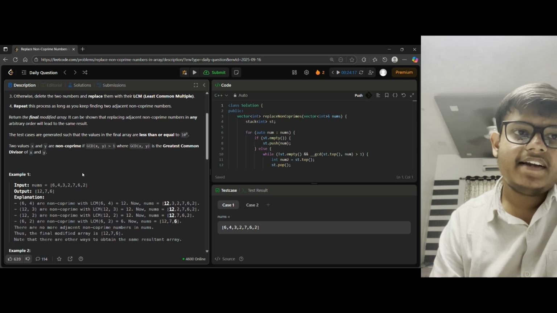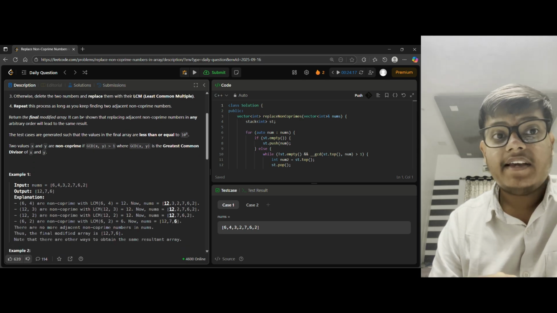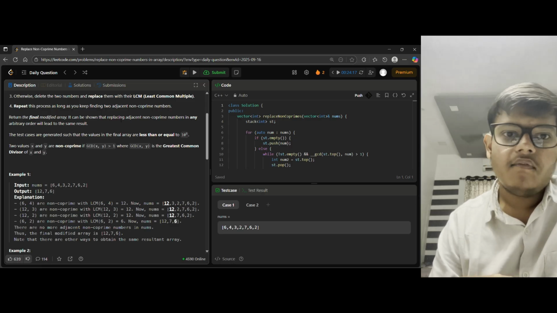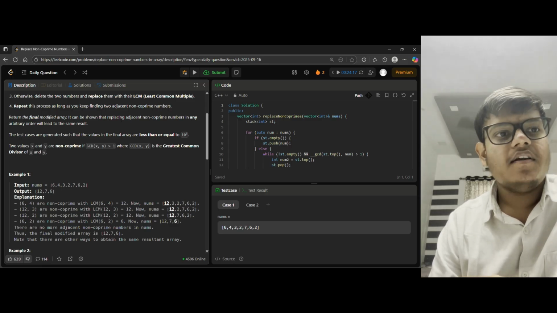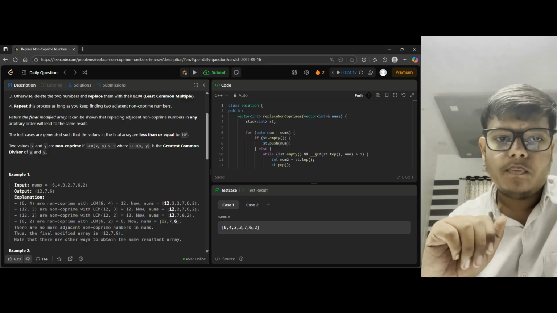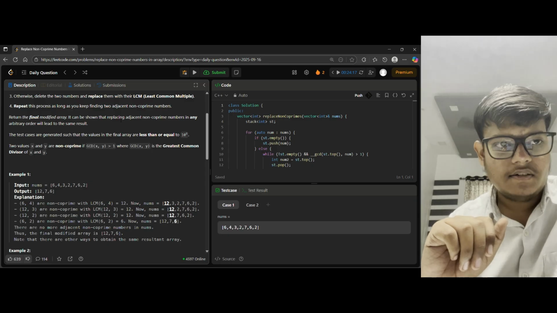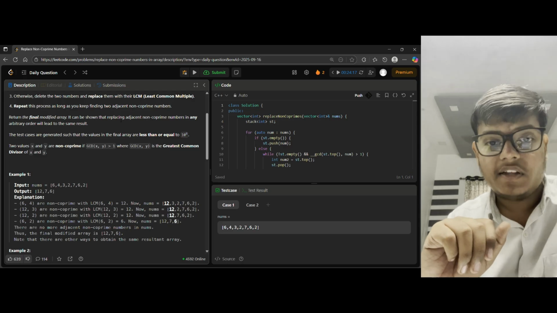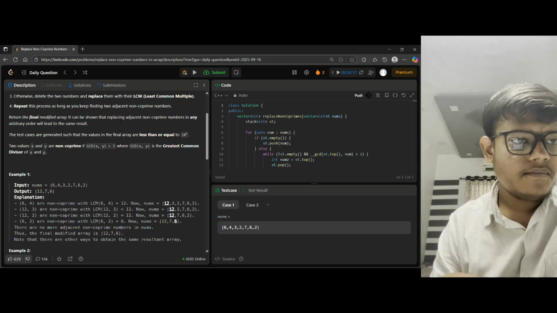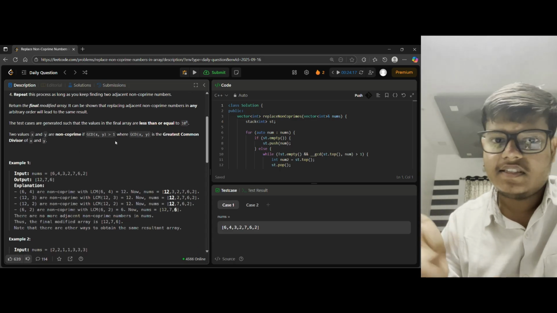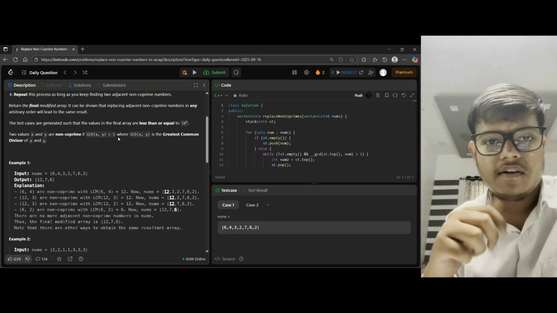They have mentioned a very good condition. It can be shown that replacing adjacent non-coprime numbers in any arbitrary order will lead to the same result, which means in whichever way we perform the operation, we are always going to get the same answer. And non-coprime basically means GCD is not 1.